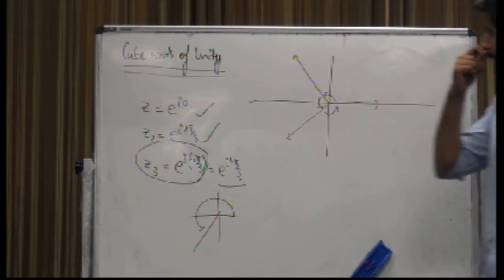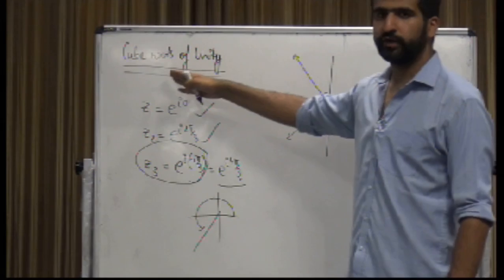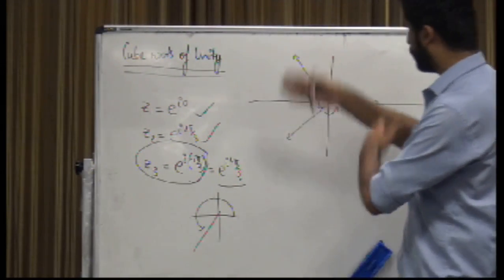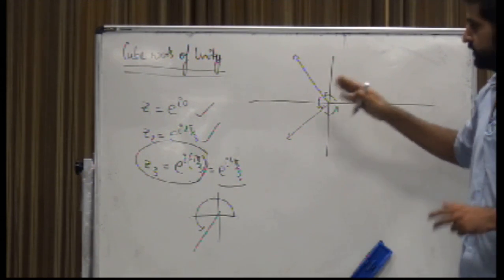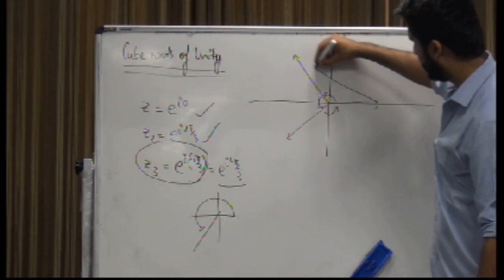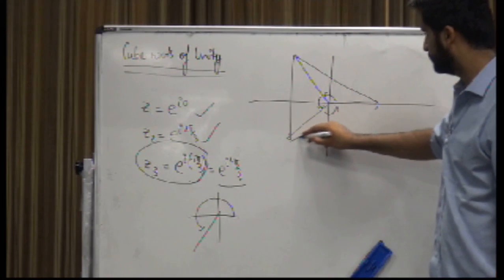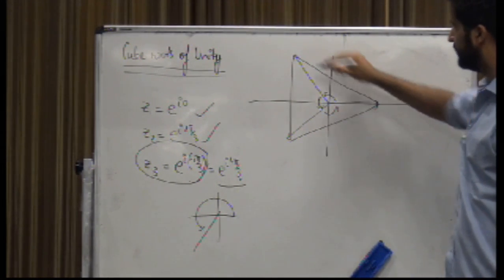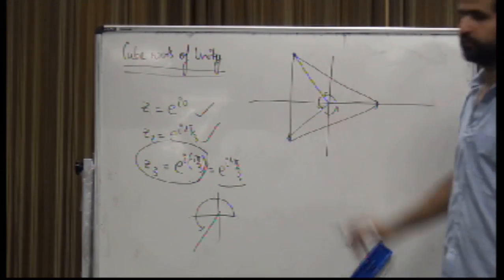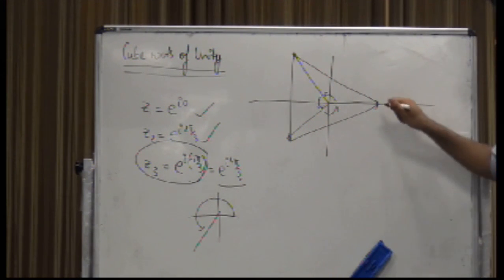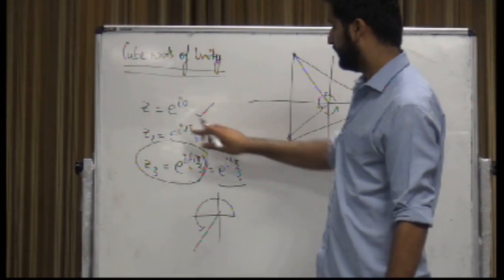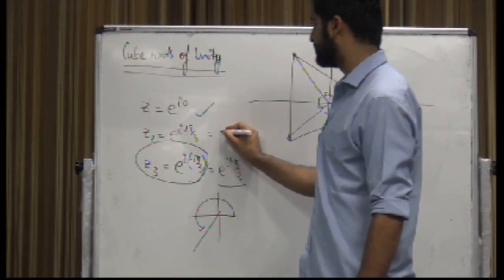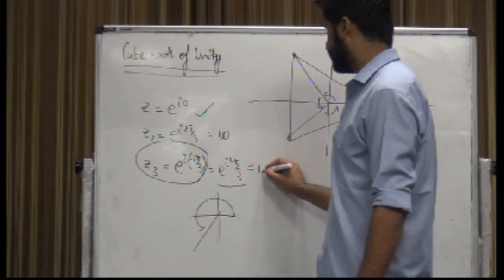So when you're writing cube roots of unity, you need to divide your quadrant system into 3 equal angles. That's the trick, that you make an equilateral triangle. The 3 vertices of the triangle will be the cube roots of unity, and you're starting from here always. Now this complex number e to the power iota 2 pi by 3 is known as omega, and the other one is known as omega square.